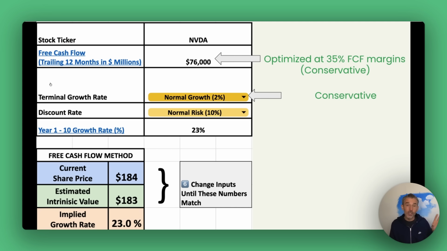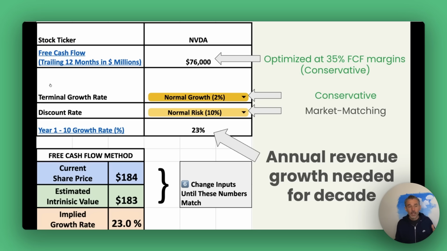I'll be a little bit more conservative with the terminal growth rate, because even though this is a super cycle of AI that we're in right now, traditionally this tends to be a cyclical industry, and we'll give them a normal discount rate. Now, if you do all of those things, then the revenue growth rate needed over the next 10 years for Nvidia is about 22-23%.